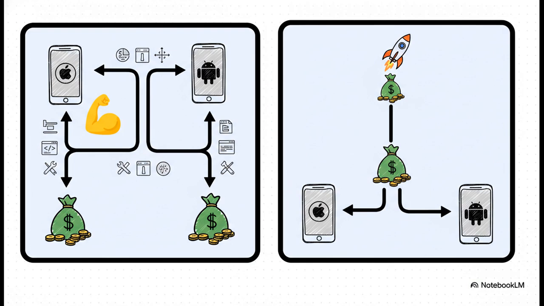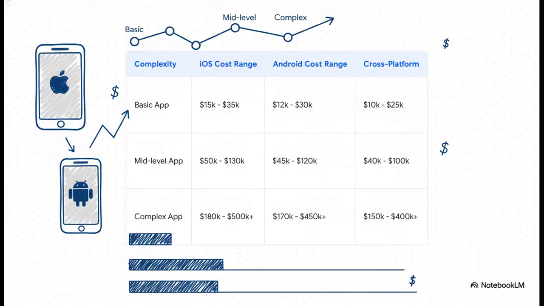On the other side, cross-platform. This is the build once, use everywhere approach. It's usually faster and cheaper upfront because you share one code base, but you might hit some performance limits down the road. And here's what that choice looks like in actual dollars. For a basic app, you can see going cross-platform can save you a pretty significant chunk of change. As things get more complex, all the costs go up, but that saving is still there.